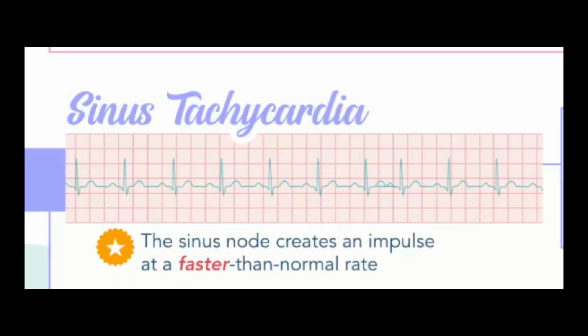Next is sinus tachycardia. So just look at this ECG. As you can see, the rhythm is regular, and there are boxes between the RR.